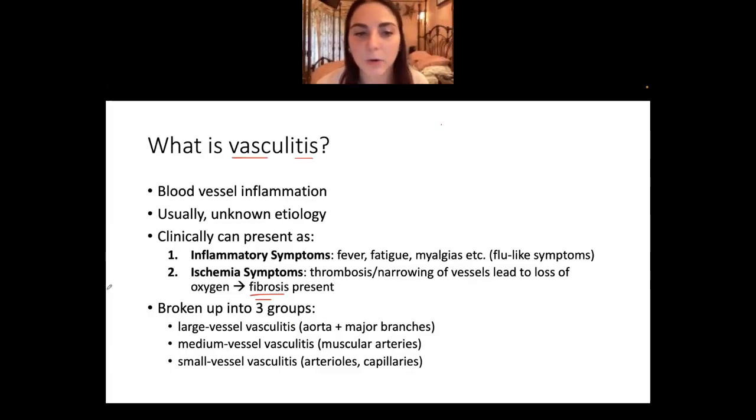If it affects the aorta and the branches of the aorta, like the carotid artery, the subclavian artery, those types of things, that's your large vessel. Medium is going to be your muscular arteries. Muscular arteries are any artery that leads to an organ. They call them muscular arteries because they cannot be compliant. The blood just can't stop going to an organ. Organs need blood. So those are your medium vessels.